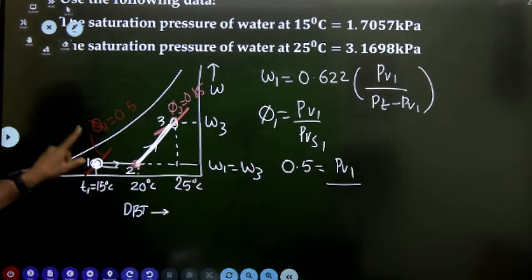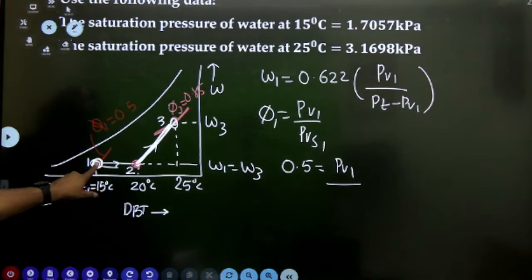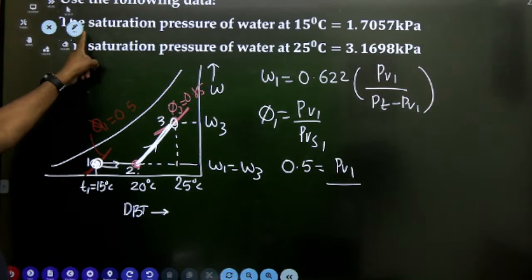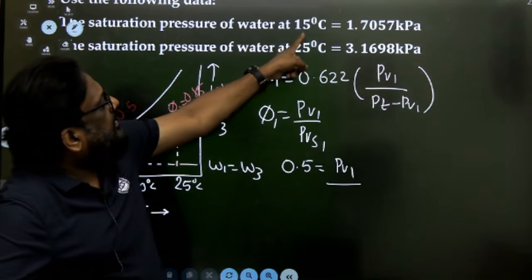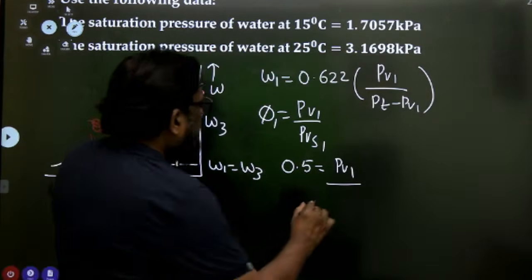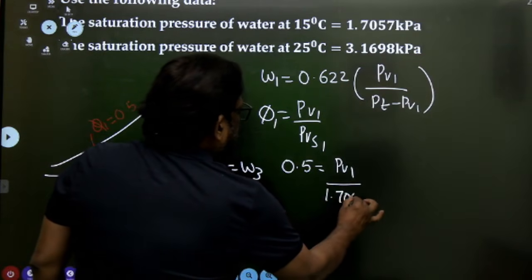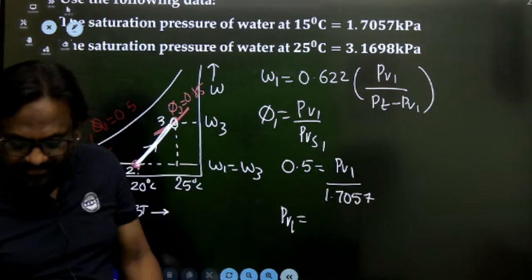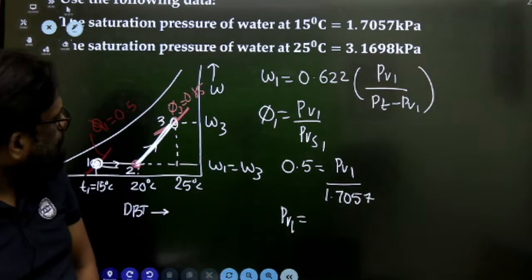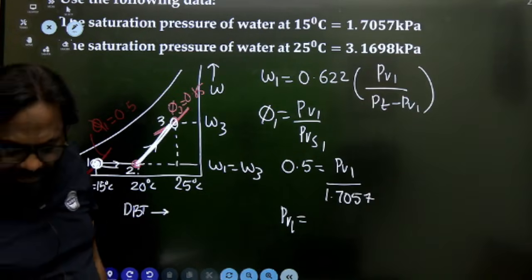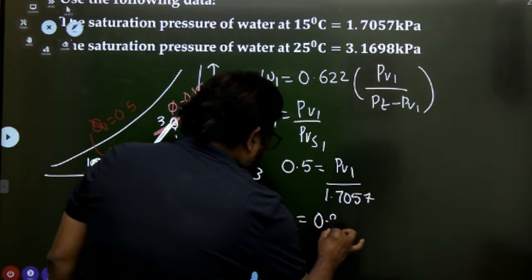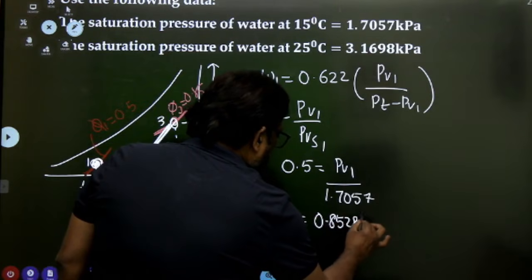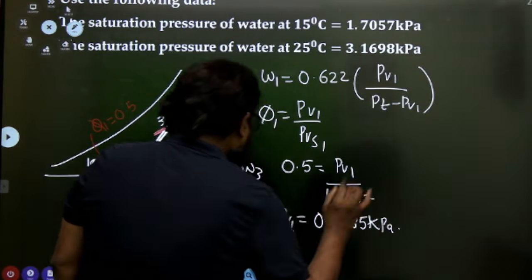What is PVS1? It is the saturated pressure of vapor at 1. 1 means 15 degrees centigrade. The saturated pressure of vapor at 15 degrees is 1.7057. From here, I'll calculate PV1. Tell me, sir, what is PV1? Correct. 0.85285. Of course, kilopascal. Okay, sir.